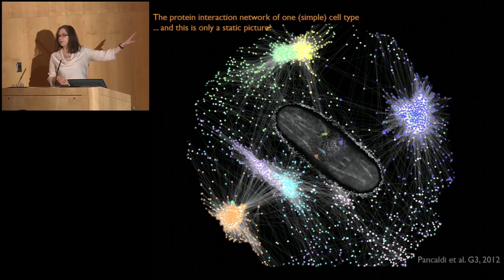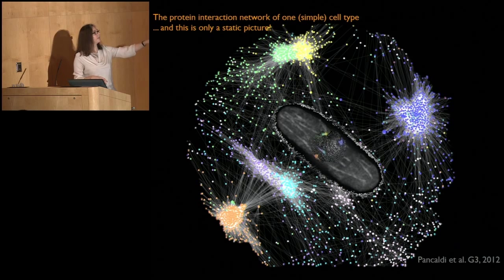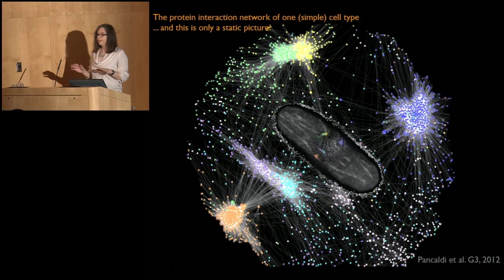This is the protein interaction network of a quite simple cell. You see the cell in the middle here. This is about 5,000 proteins, often interacting with many others. And this is static, but of course the whole thing is very dynamic. And whenever we try to study signaling pathways in the cell, we actually find that it's frustratingly complicated.